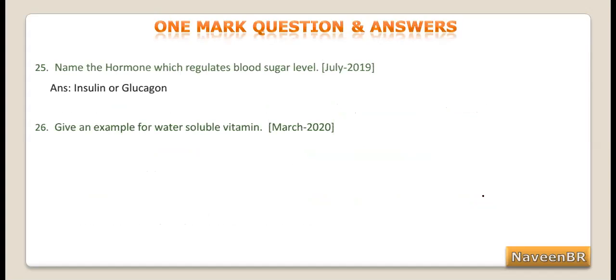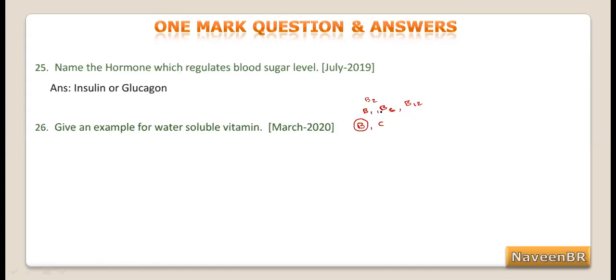The last question is from the last examination, March 2020. Give an example of water soluble vitamin, which is a direct easy question again. We know that it is vitamin B and vitamin C. In vitamin B, we have the complex of vitamins, that is B1, B6, B12 and vitamin B2. These we have seen in the syllabus: vitamin B1, B2, B6 and B12.